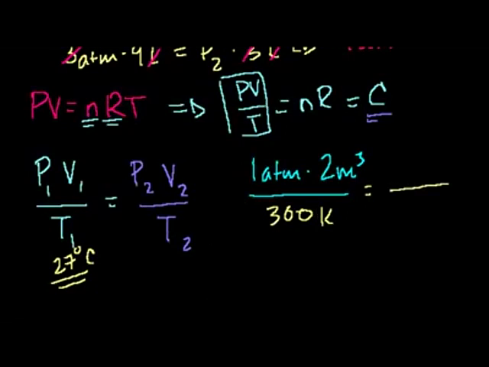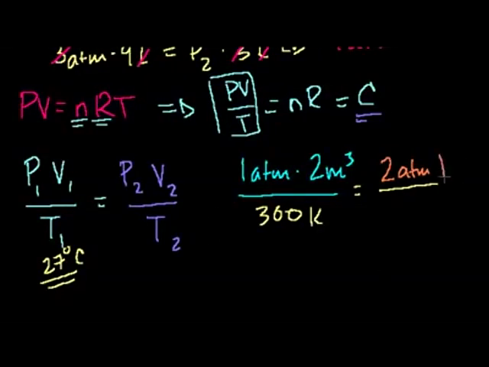Let's figure out what the new temperature is going to be. Let's say our new pressure is 2 atmospheres, and we make the container smaller, so 1 meter cubed. Actually, let me make the pressure even larger. Let me make the pressure 5 atmospheres, and now we want to know what the second temperature is.